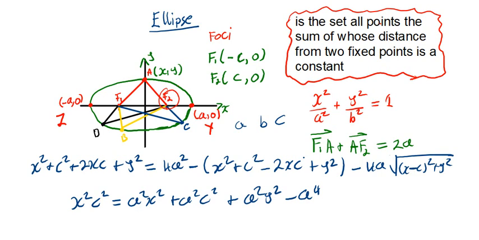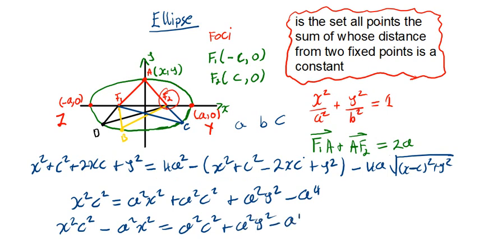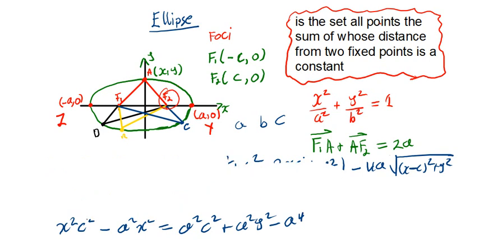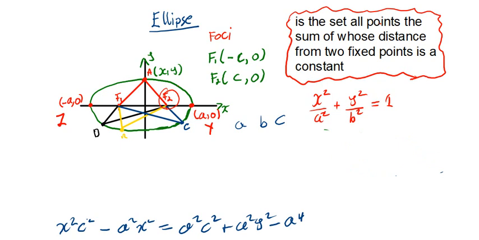So what you do is you can pick one of these and take it to the other side. It's just a matter of now knowing how to factor. So I can have my x squared here by c squared, then I'm going to subtract a squared x squared, which is this part here. I've just taken it to the other side. Then this is going to be equals to a squared by c squared plus a squared y squared minus a to the fourth. So your job right now is just to do the factoring, which I believe by now you are familiar with.